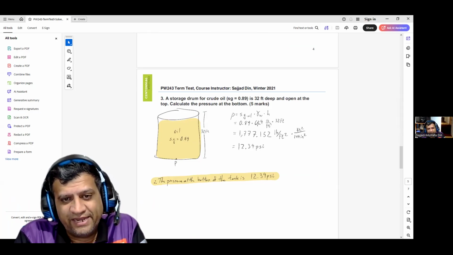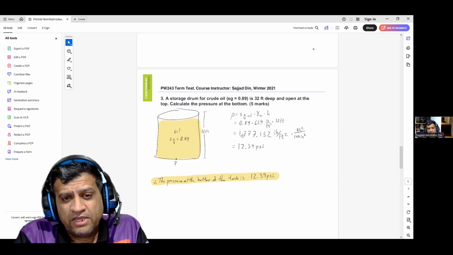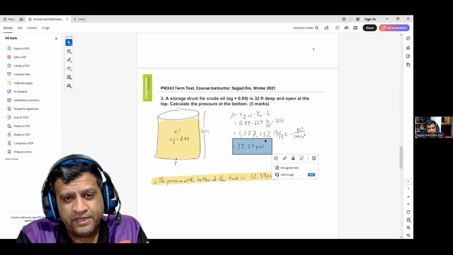That's going to be 0.89 times 62.4. Why? Because it's imperial units, times 32 feet. So that would give us 1,777.152 pounds per square feet. Divide that by 144 square inches. That would give you 12.34 pounds per square inch. Okay.